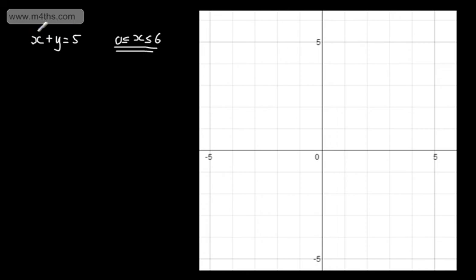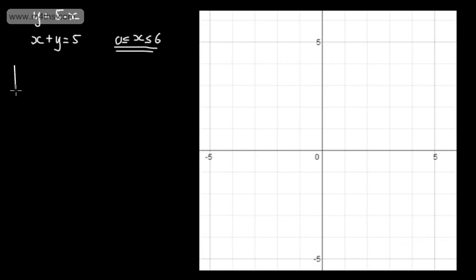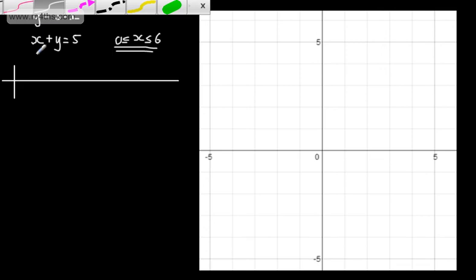One thing that you could do is rearrange this and have it in the same form that we did last time. That is the form y is equal to mx plus c. So if you wanted, you could rewrite this as y is equal to 5 minus x. You might find it easier to do this, or you could just go ahead and construct a table. So if we think about this now, we're going to have values of x and the corresponding y values. Once we have those, we can plot our coordinates.